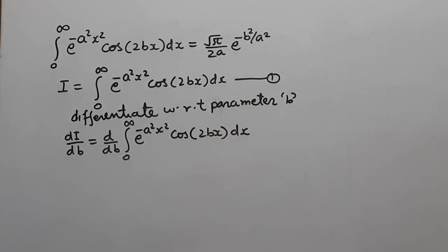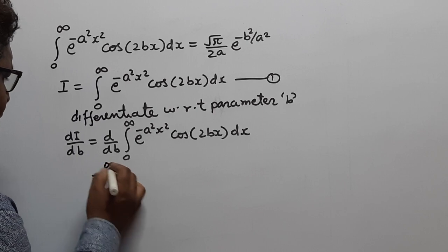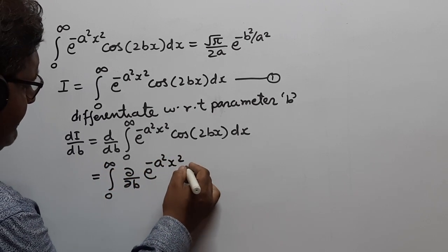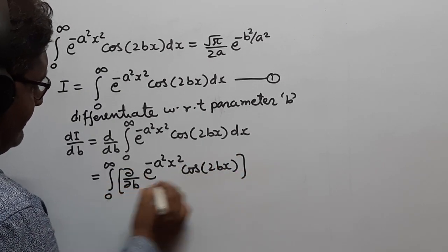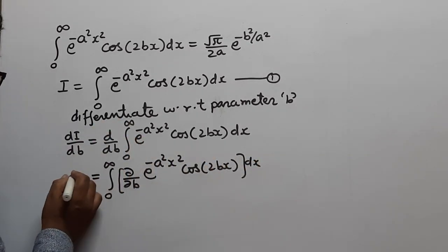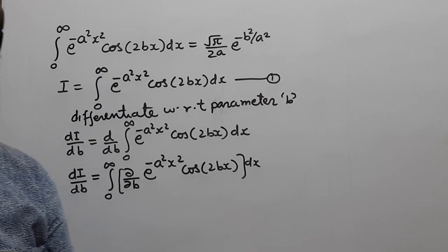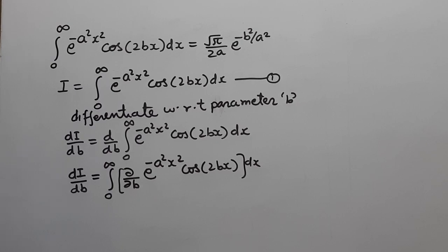Now you know that this differential coefficient d by db goes inside the integral sign, and it is converted into partial differentiation. So this can be written as del by del b of e to the power minus a square x square cos 2bx dx, partial differentiation with respect to b.